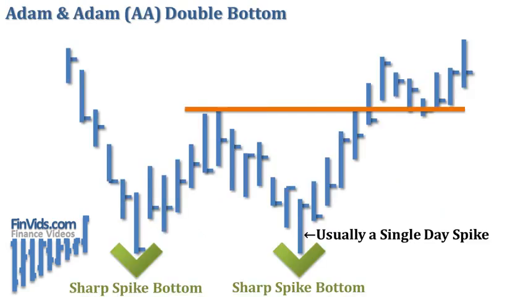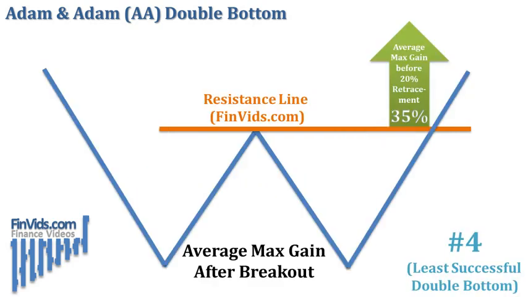In contrast, we have the male version, the Adam and Adam double bottom. Now these show two sharp spiked bottoms, typically a single day. The Adam and Adam is the least successful, but nevertheless successful, of the double bottom patterns. The average maximum gain before any retracement of 20% or more is 35%.